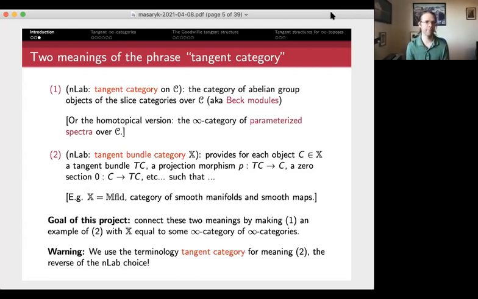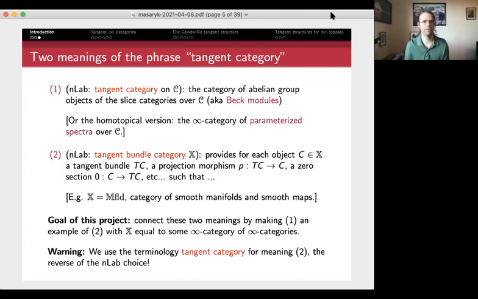In the literature, both of these meanings are given the name tangent category in general, so just one warning: in our paper and in this talk, I'm going to use tangent category for meaning number two, which fits with the literature on these objects, as I'll explain in a second. I actually think it makes more sense to call number one the tangent bundle category, because it is playing the role of the tangent bundle, and I'll get to that a little later.